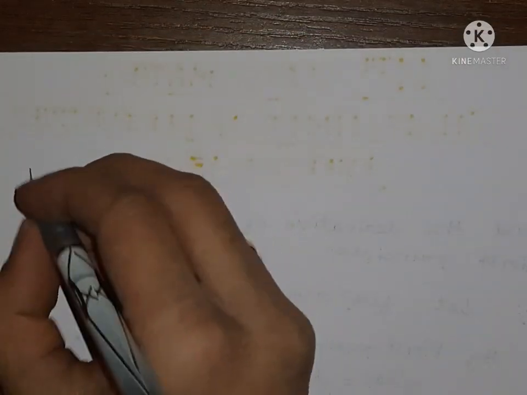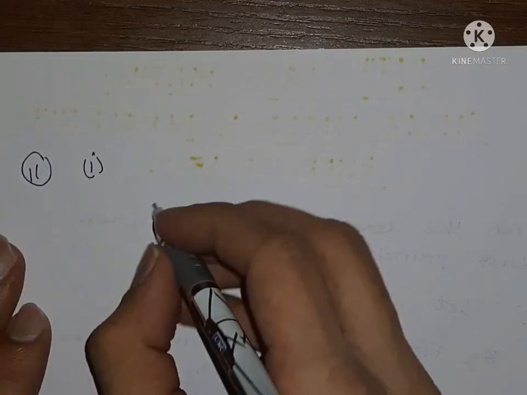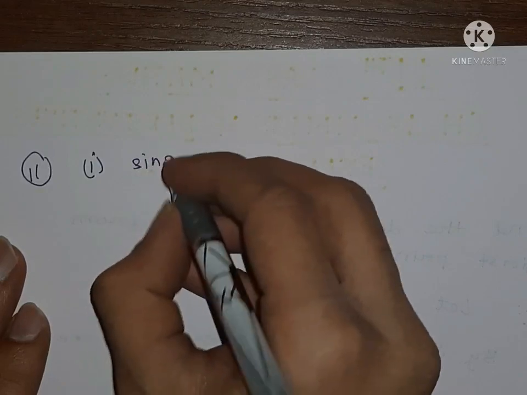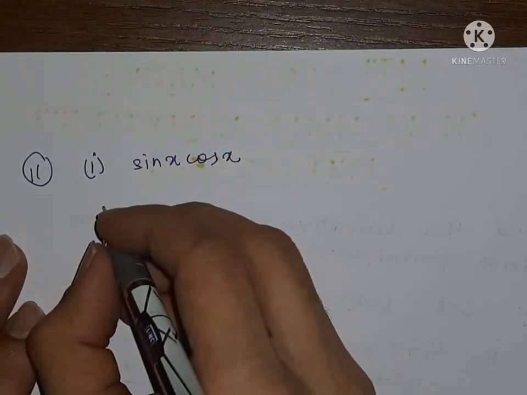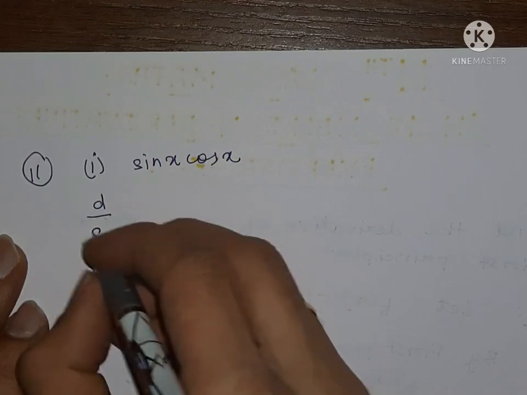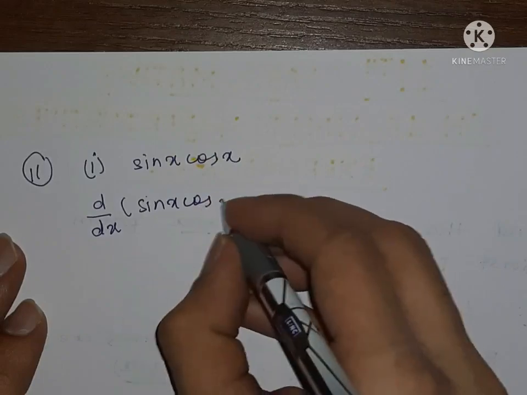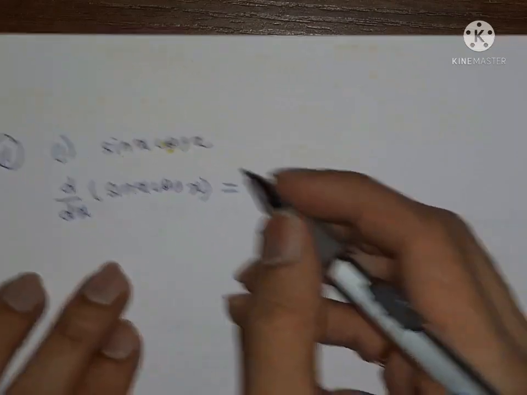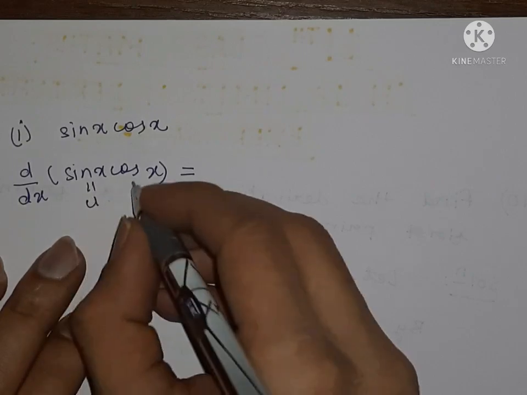So let us solve this 11. So the first function is sin x cos x. So we have to find the derivative of sin x cos x. So d by dx of sin x cos x. Okay, this will be equal to what? So now this is a function of the type uv.